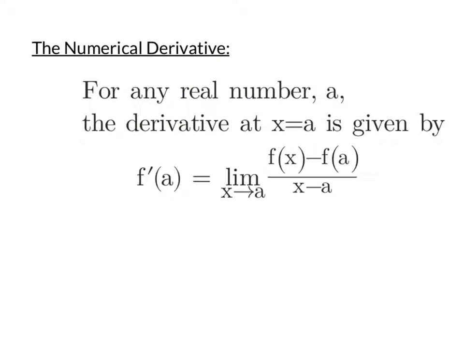So what we just found is called the numerical derivative, and that's the actual number value of the slope of the tangent line at a given point. The definition is for any real number a, the derivative when x is equal to a is going to be called f prime of a, or the derivative of f at a. And that'll be the limit as x approaches a of f of x minus f of a over x minus a.